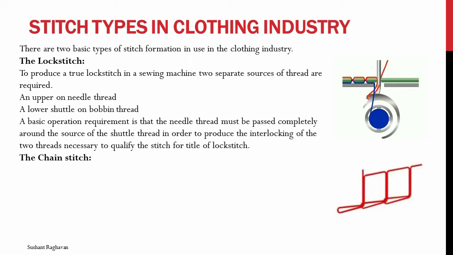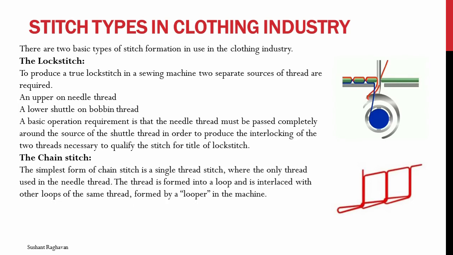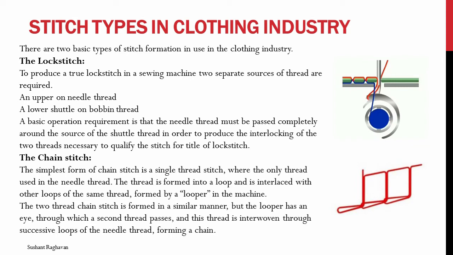The chain stitch. The simplest form of chain stitch is a single thread stitch where the only thread used is the needle thread. The thread is formed into a loop and is interlaced with the other loops of the same thread, formed by a looper in the machine. The two thread chain stitch is formed in a similar manner, but the looper has an eye through which a second thread passes, and this thread is interwoven through successive loops of the needle thread, forming a chain.